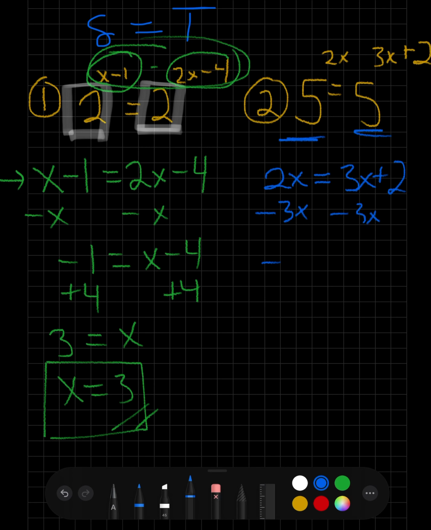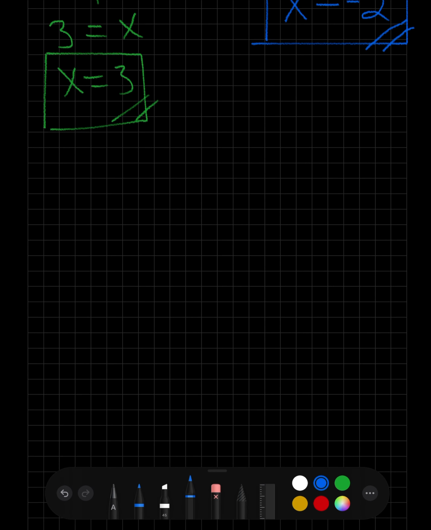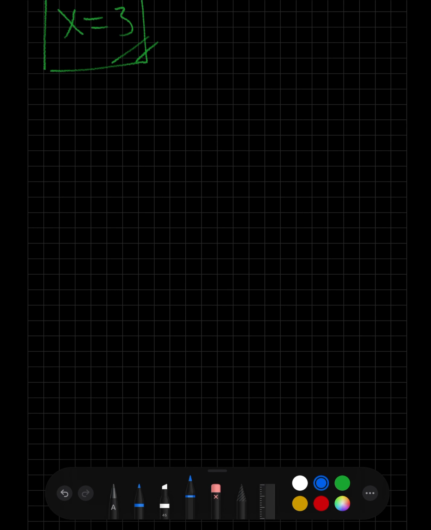And I can subtract 3x from each side. And now I have -x is equal to +2. Of course, I don't want to know -x. I want to know +x. So if the negative version of x is 2, then that means x has to be equal to -2. And that would be our answer there. Not so bad, right? These types I think are okay, but sometimes we get really tricky with this type of equation.